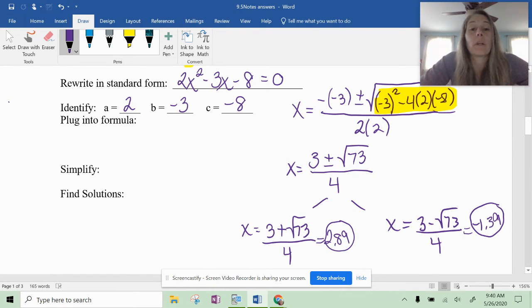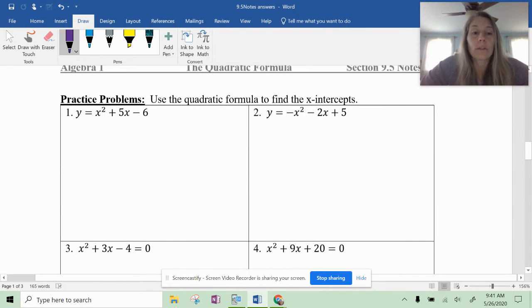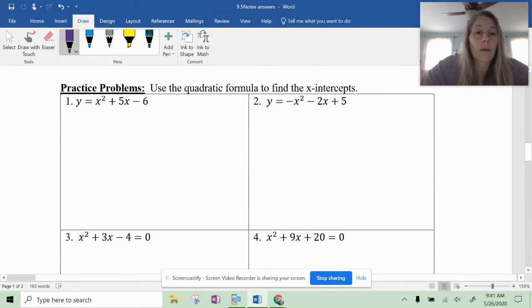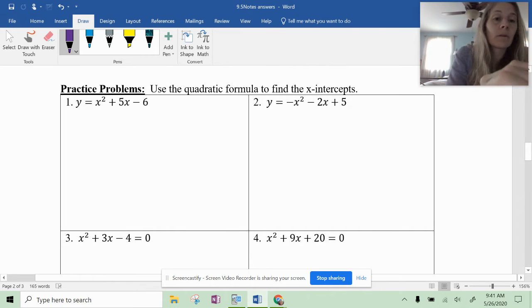So depending on the quiz or the assessment, sometimes the multiple choice answers will be given as decimals. Sometimes they'll be given in radical notation. You just want to make sure you can kind of toggle between the two options depending on what's there. Okay, and that's pretty much it. So we're just going to review a little bit. Okay, so using the quadratic formula to find the x-intercepts.